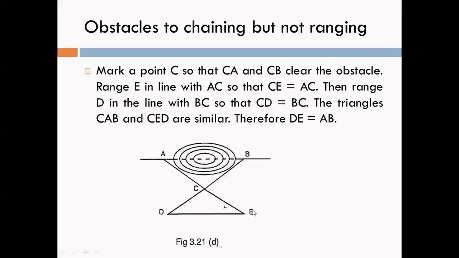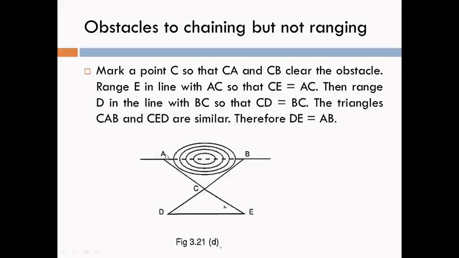Now select the point E on the ground, join CE such that the length of line AC is equal to length of line CE. Same way, select the point D such that the length of line BC is equal to length of line CD and join D to E. See in figure, the length of line AB is equal to length of line DE.